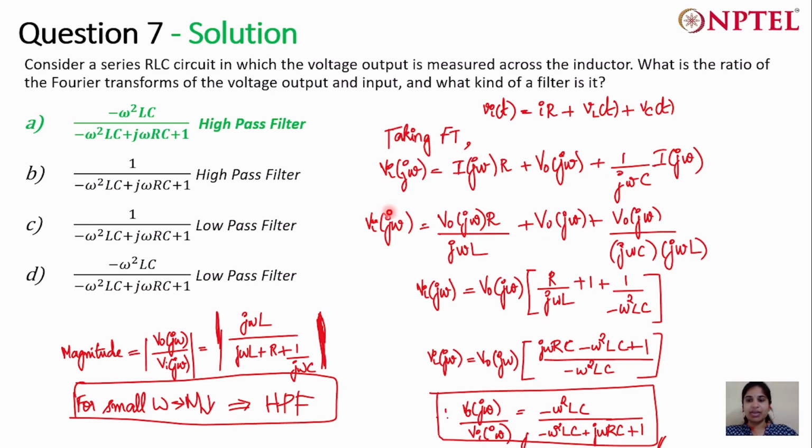Now, same way, we are finding V naught of j omega by Vi of j omega. So you rearrange this expression and then we are going to get this answer.